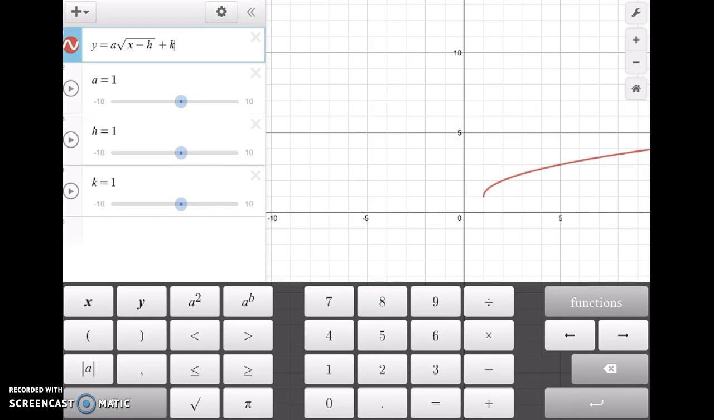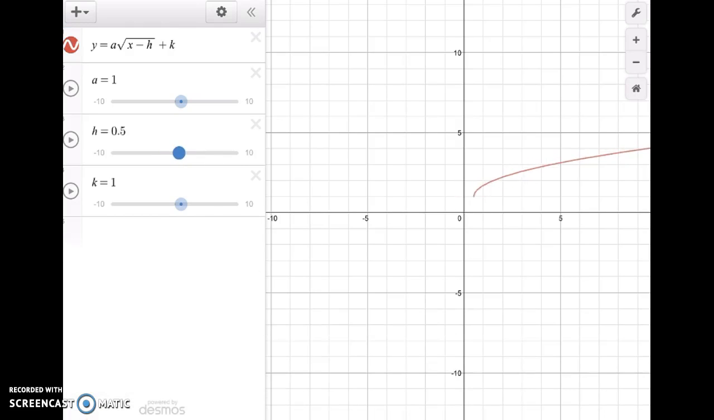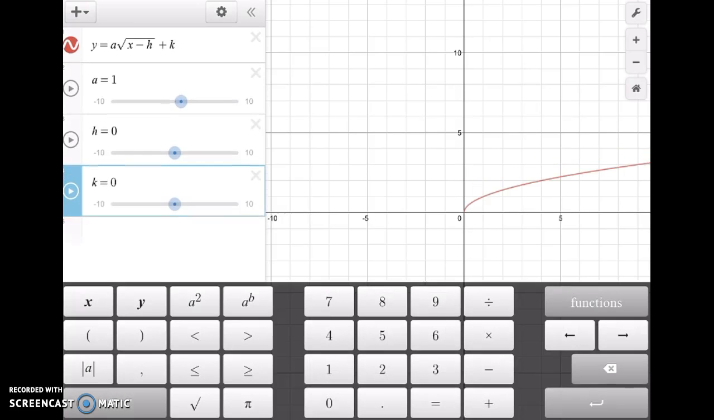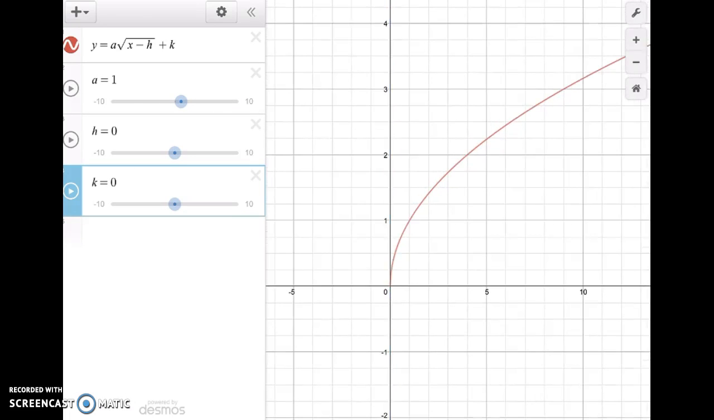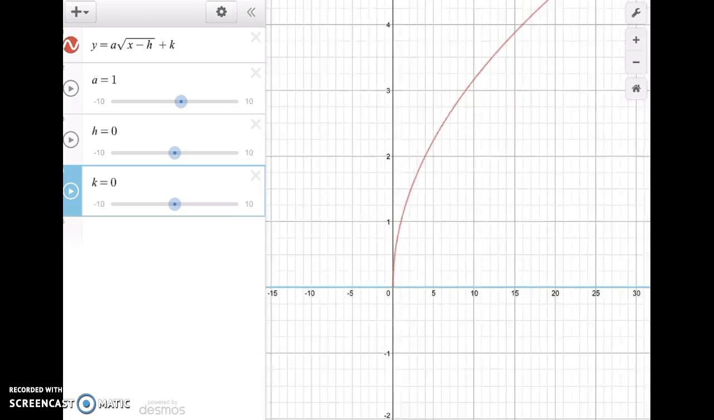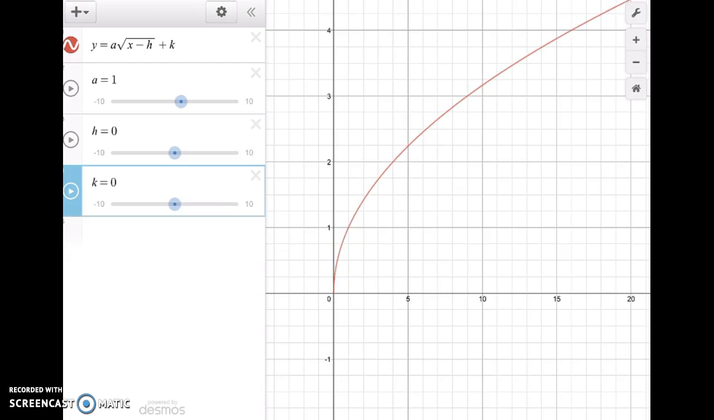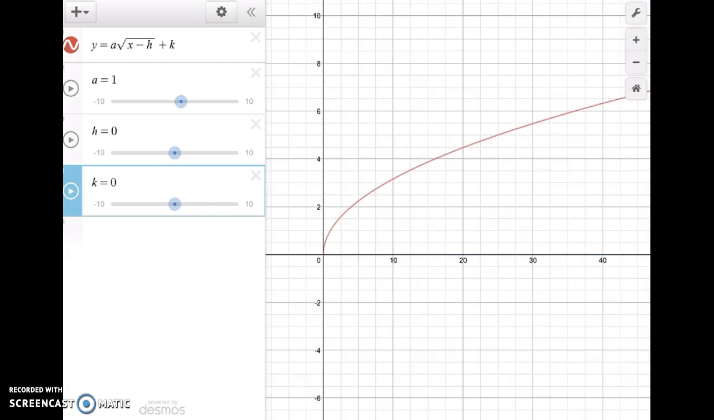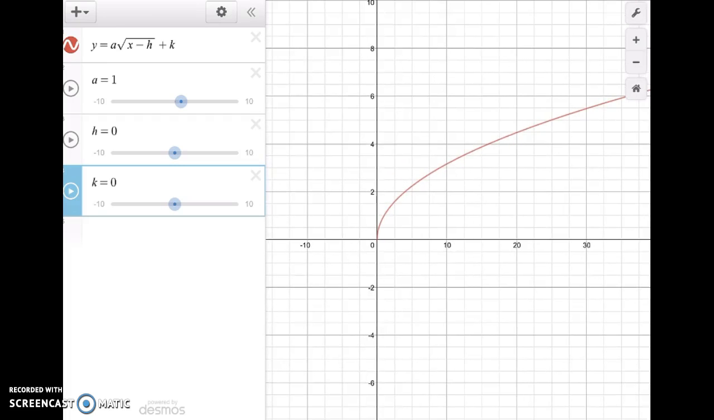So a has to be 1, but if we move h back to 0, and we move k back to 0, there's your parent function. So you can see that it grows fairly slowly as you go further out. Okay, and there's nothing to the left.